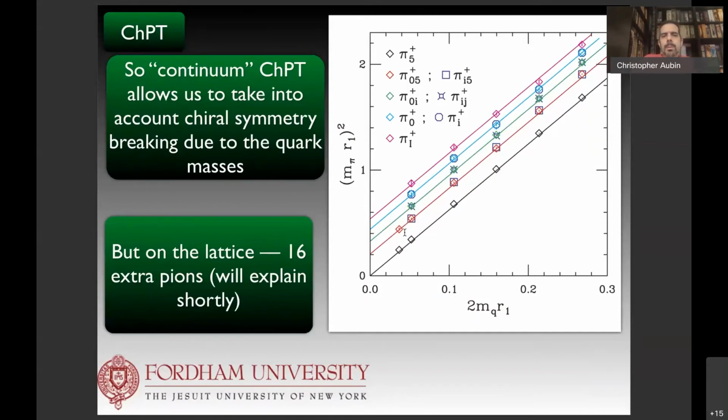So where do these other pions come into play, and why do they look like this? Continuum chiral theory, I should say, doesn't allow us, a little typo, rather important typo, it does not allow us to take into account, oh wait, no, it allows us to take into account chiral symmetry breaking only due to the quark masses. But in the continuum, we've got these, well, 15 extra pions. So where do they come from?